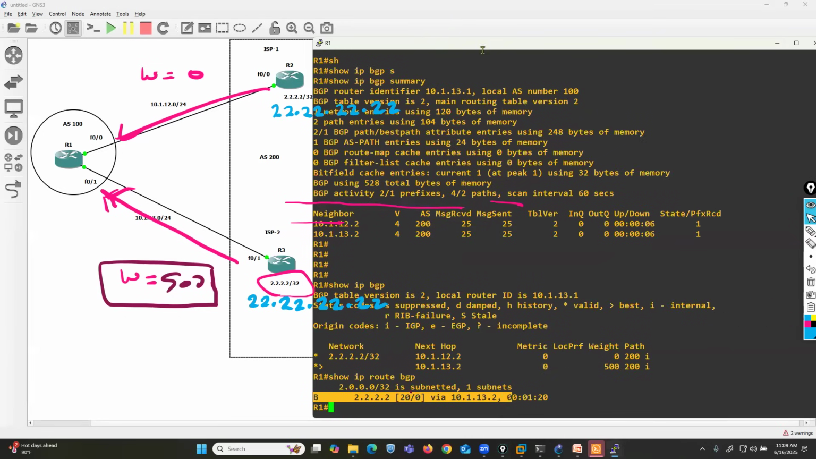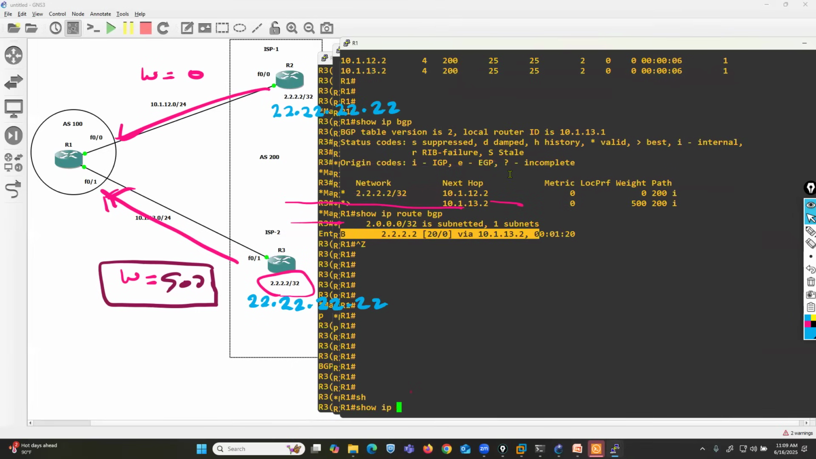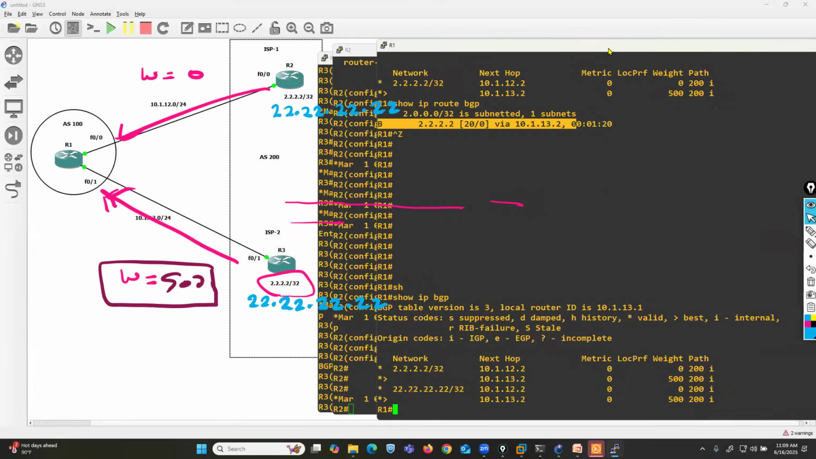So now if you check your BGP table again, show IP BGP. Now you can see. Now to reach any destination, the problem is what? To reach 22.22.22.22, the best route is what? The best route is via 10.1.13.2.